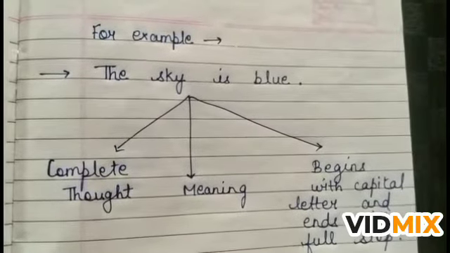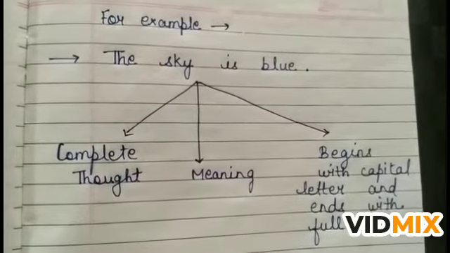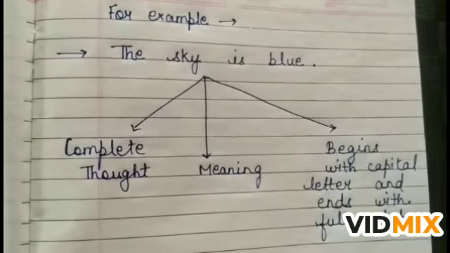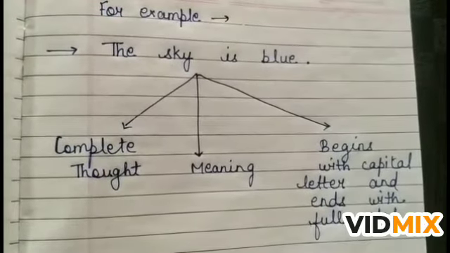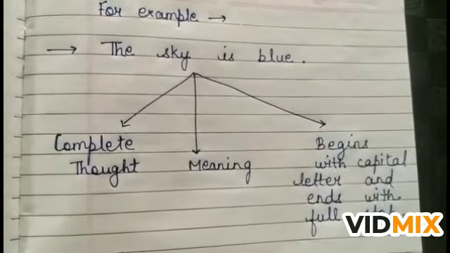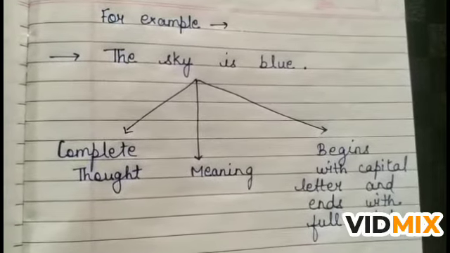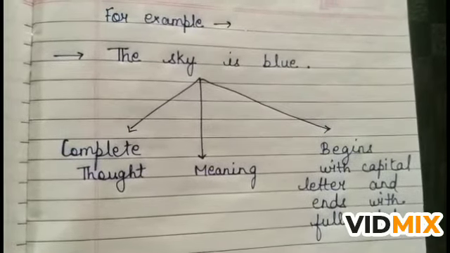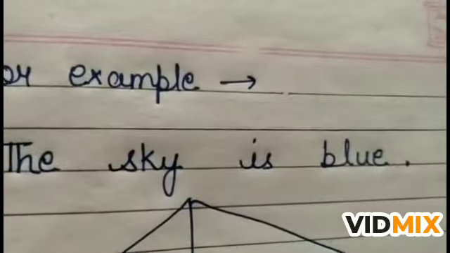Here is an example of a sentence. The sky is blue. In this sentence, it is showing the complete thought, that is, the sky is blue in color. The sentence is also conveying a proper meaning to all of us. And this sentence also begins with a capital letter and ends with a full stop. So, we can say that the group of words which make a complete sense is known as a sentence. So, we can say that it is a complete sentence.